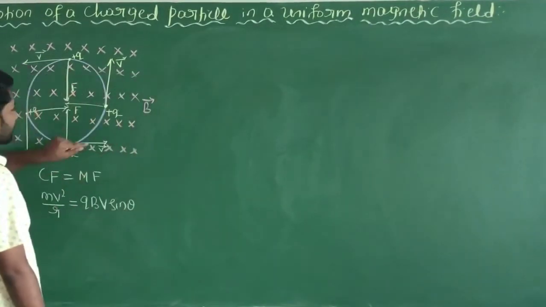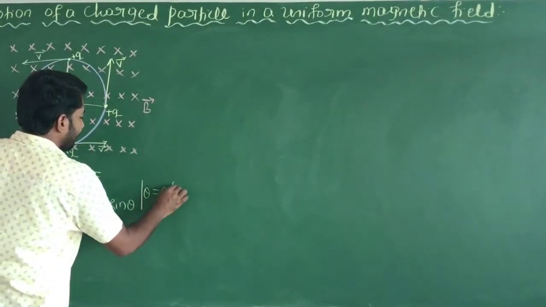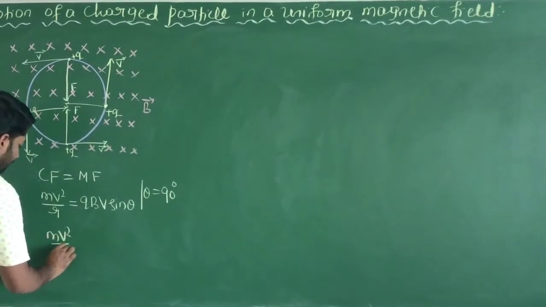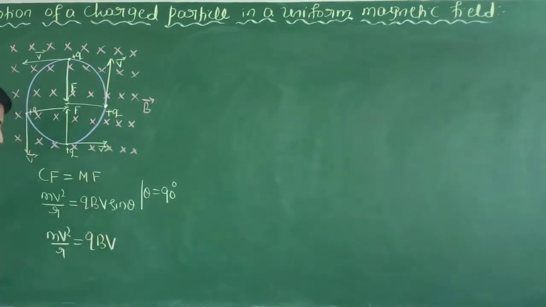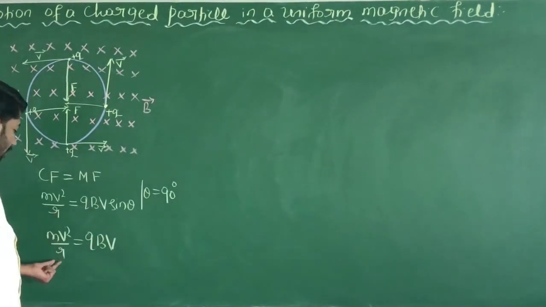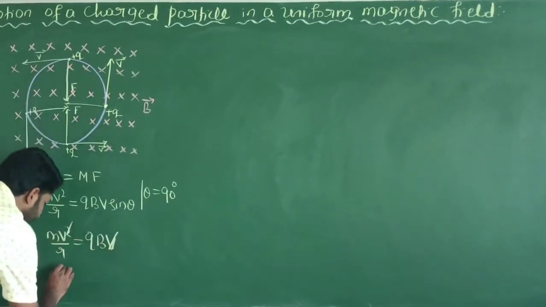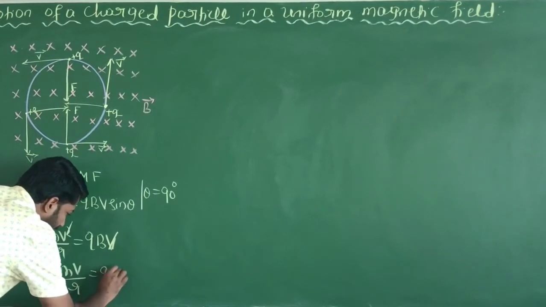But in this condition, the velocity is perpendicular to the field. Here theta is equal to 90 degrees. Then we get the equation mv squared divided by r is equal to q b v. Here v and one power of v cancel. We get mv divided by r is equal to q b.